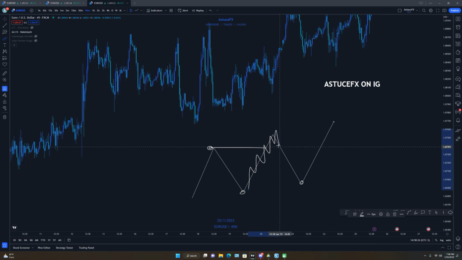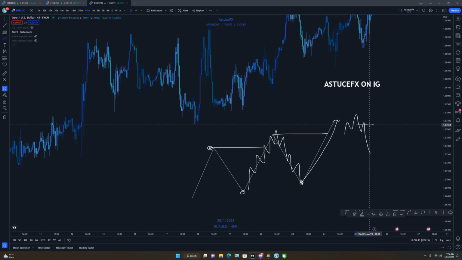Now you need price to give you a change of character and a pullback for a sell. And once you sell this, now you can sell the pullback to the downside, and now you look for your confirmation for the buy. And if you want to sell the pullback again, you want price to take the previous high, and now same thing, give you a confirmation for a sell, and you sell to the downside.